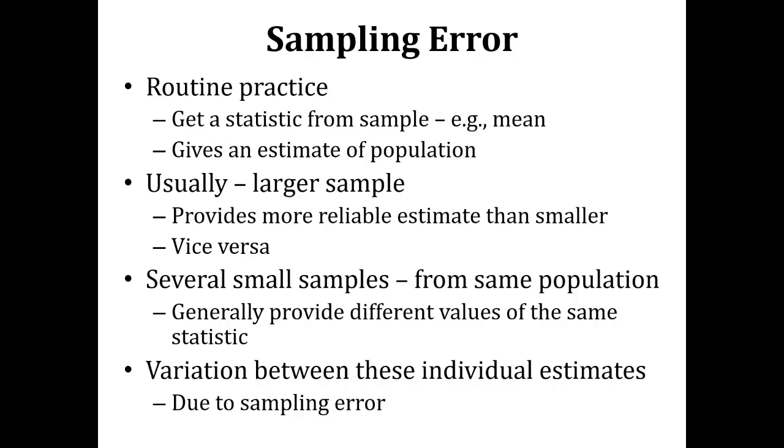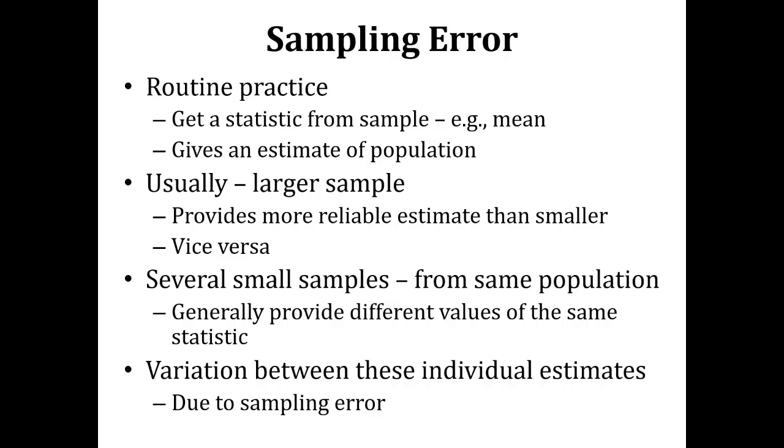This is because the variation between these individual estimates is because of the sampling error, right? So this variation between the mean values, when we are taking several smaller samples from the population and they are giving us different mean values, where does this variation come from? So this variation comes from the sampling error. So this variation in the sample means is because of the sampling error.